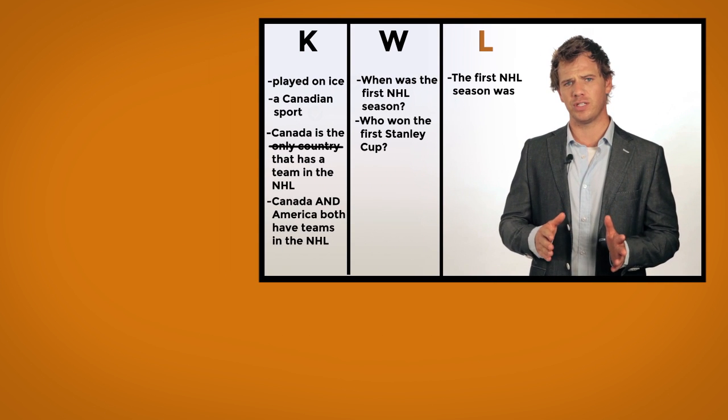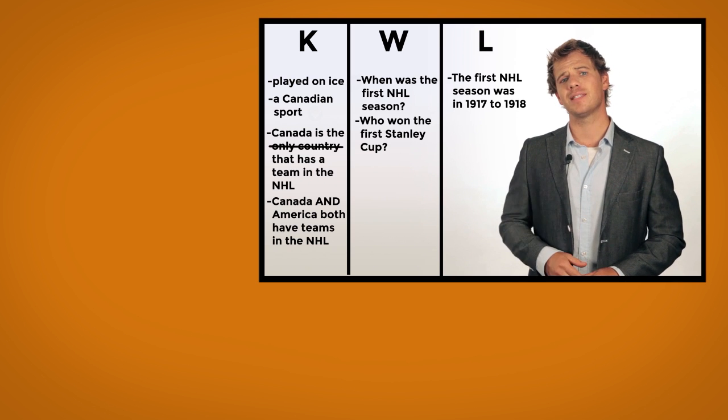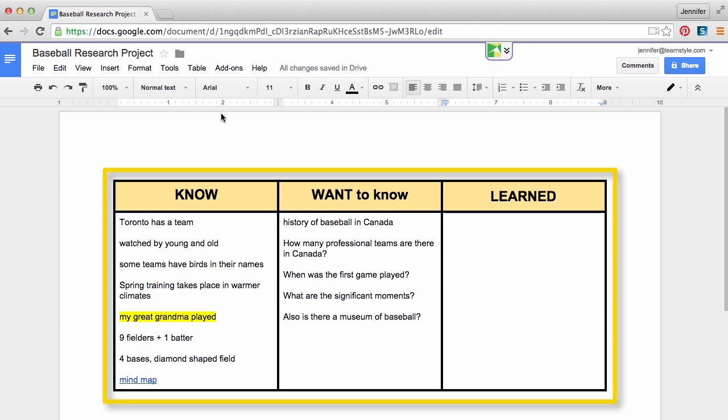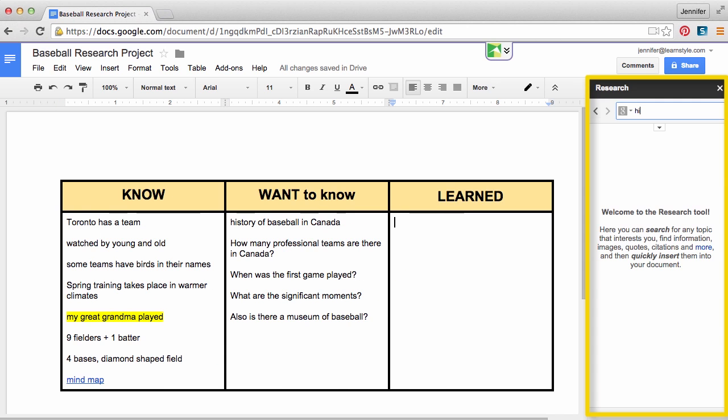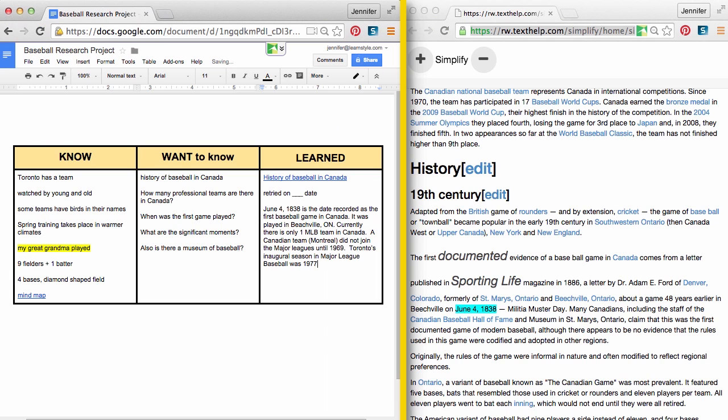We've learned that the KWL chart helps bring order to your research. Once you're set up, the KWL chart will help you organize what you know, want to know, and learned. Following this tutorial, you will be able to format text and tables, use Google Docs research tool, add links, and set up a split screen.